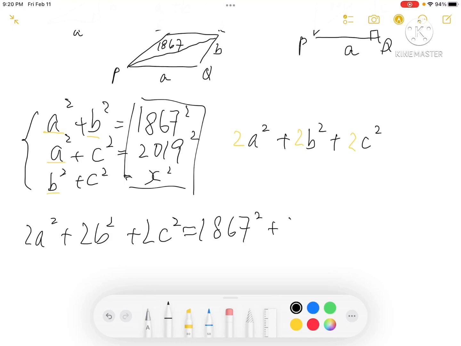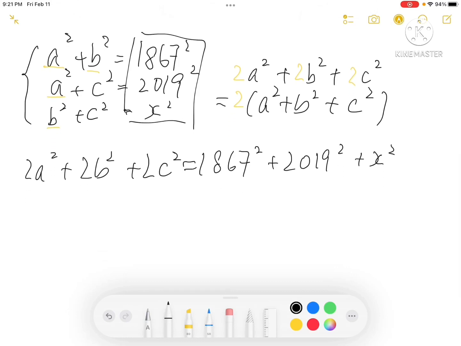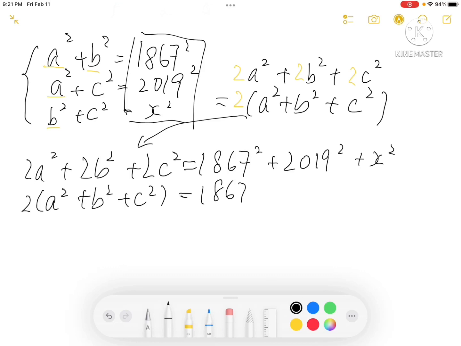So the right hand side is equal to the left hand side. And notice that over here, 2 is a common factor, so we can take the 2 out. So this thing is equal to 2 times A squared plus B squared plus C squared. So we can write that in our equation over here. So we have 2 times A squared plus B squared plus C squared is equal to this expression.